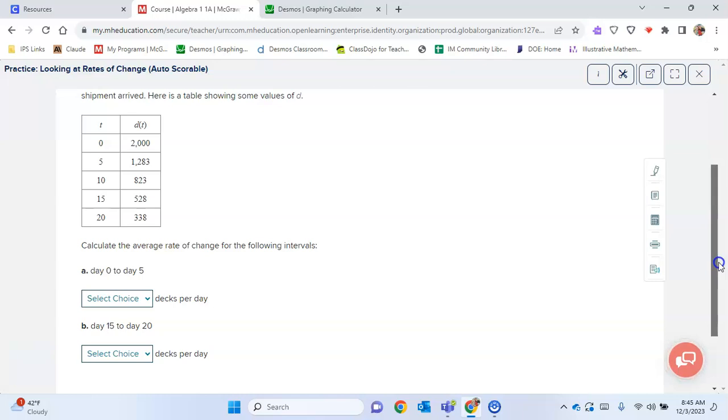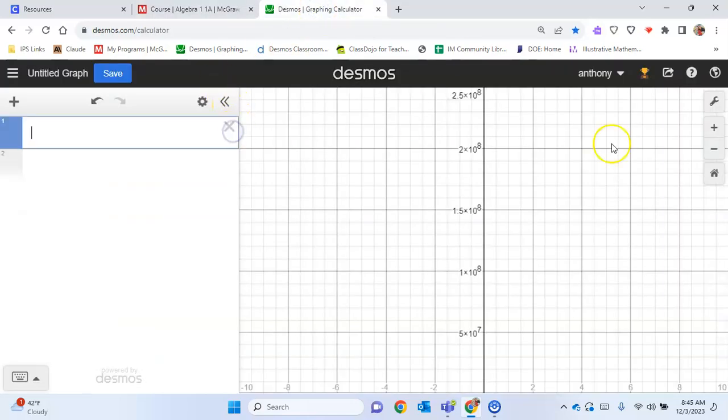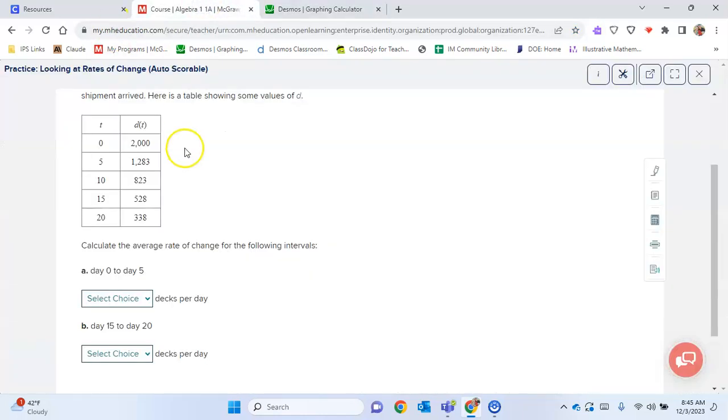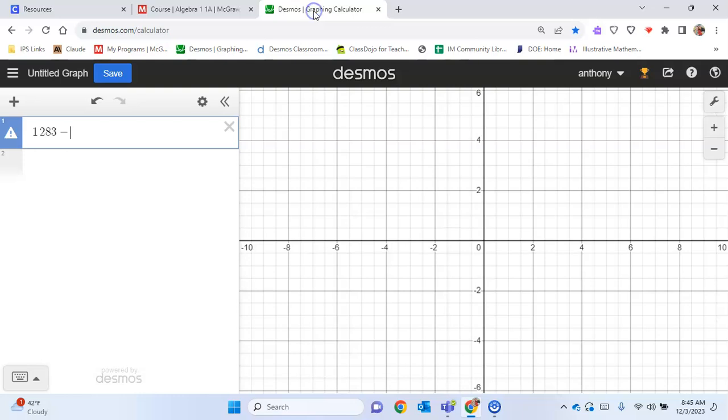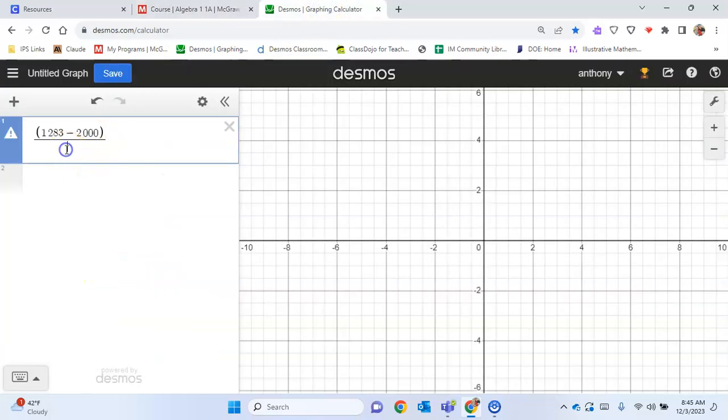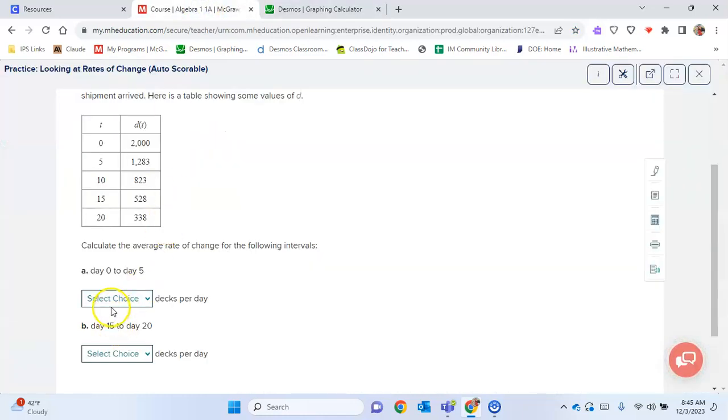Day 0 to day 5. In day 5, the dependent value was 1283. We subtract 1283 minus day 0, 2000, and we divide that by the number of days from day 0 to day 5. It's 5 days, or 5 minus 0. That's negative 143.4 decks per day.